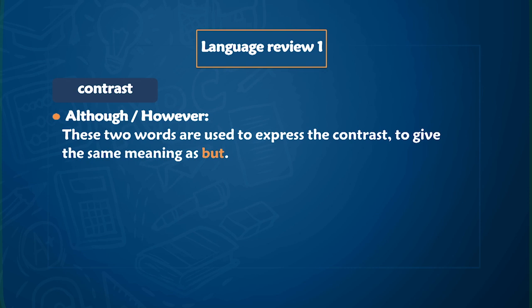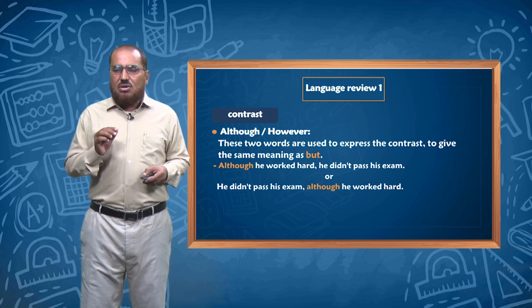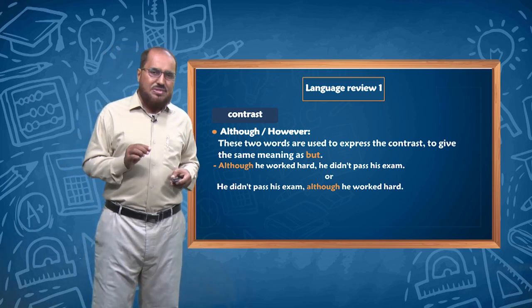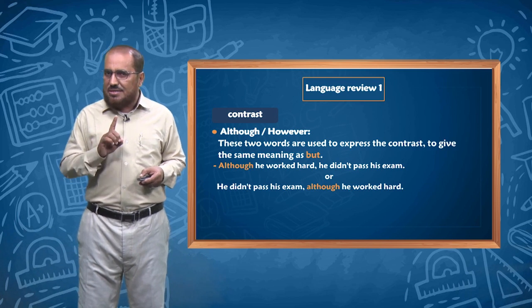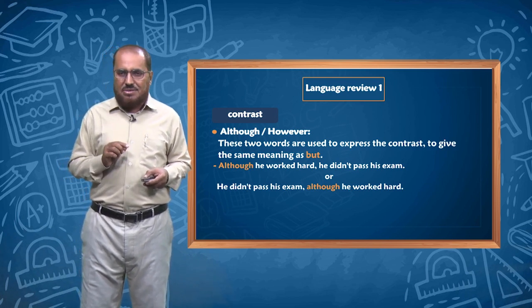We are going to study here, to discuss here when we use although, when we use however, and where we can put although, where we can put however. Although can be used and can be written at the beginning. Although he worked hard, he didn't pass the exam.